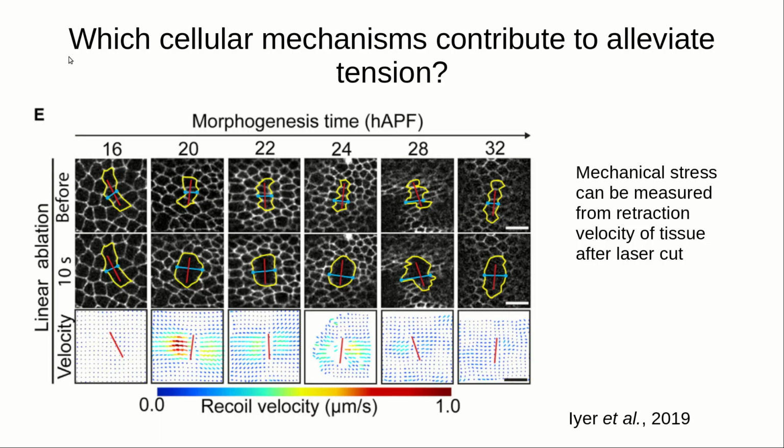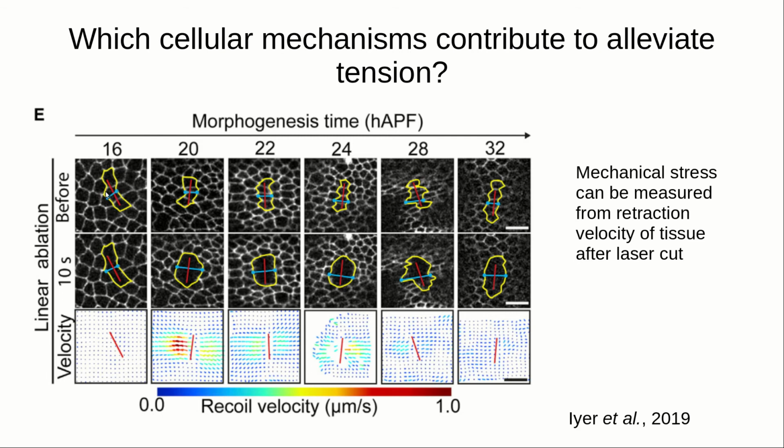After we have determined which cell behaviors take place during this process, we may wonder which specific cellular or more molecular mechanisms contribute to alleviate this tension. So in this paper, they perform again these kinds of laser ablation experiments in which they cut cell junctions through the red line, and they measure the retraction velocity in the blue spots.